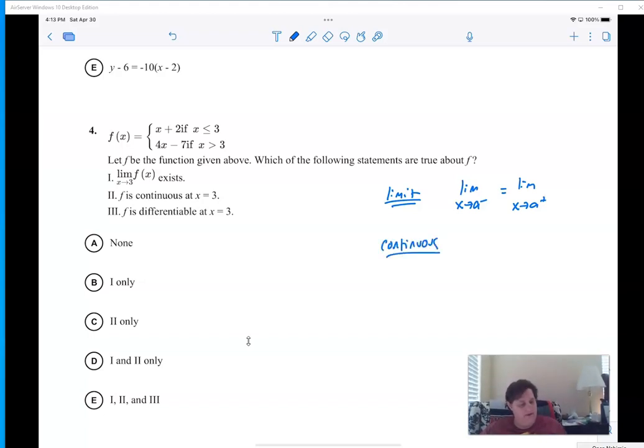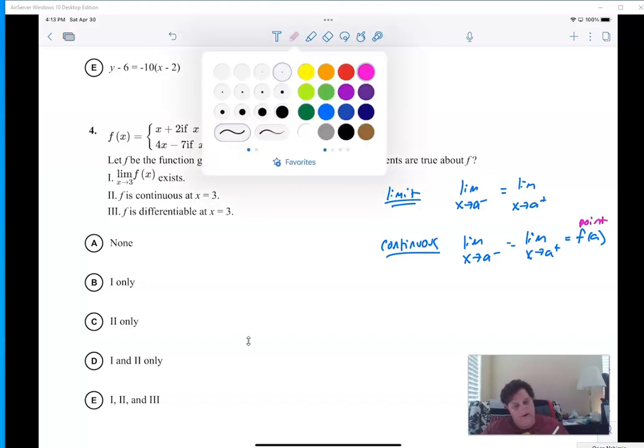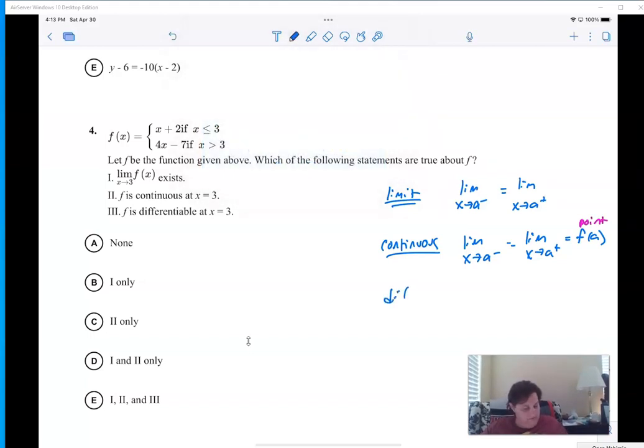Continuous means the limit as I approach a from the left, the limit as I approach a from the right, and the point are equal. f of a right here, this is the point. All right. Differentiable means it's continuous, but then I find the derivative and I make sure that as I approach a from the left, and as I approach a from the right, those meet up so that the slopes meet up too, okay? So we're going to check all of this.